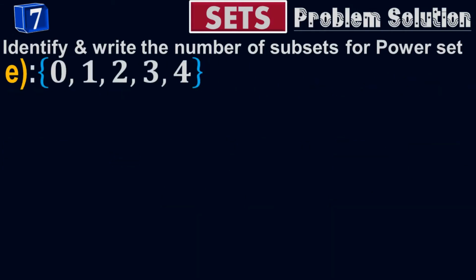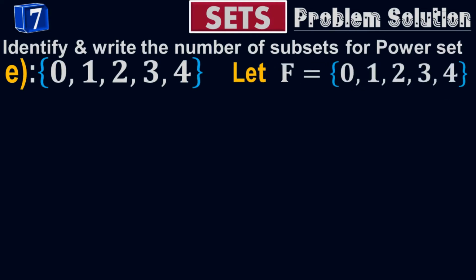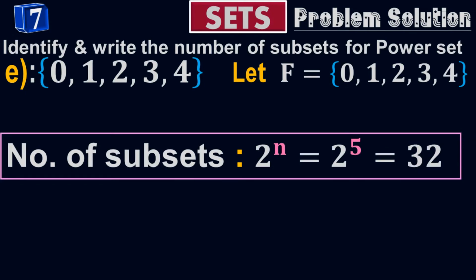Part E, which is the set of whole numbers 0, 1, 2, 3, 4. Let me just let it equal F. I just randomly gave the name F to this set. How many subsets will we have? The number of subsets will be 32. We have 5 elements, 1, 2, 3, 4, 5. So my n is 5. Just plug in n equals 5. 2 to the 5 equals 32. So we will have 32 subsets. The total number of subsets for this set will be 32.